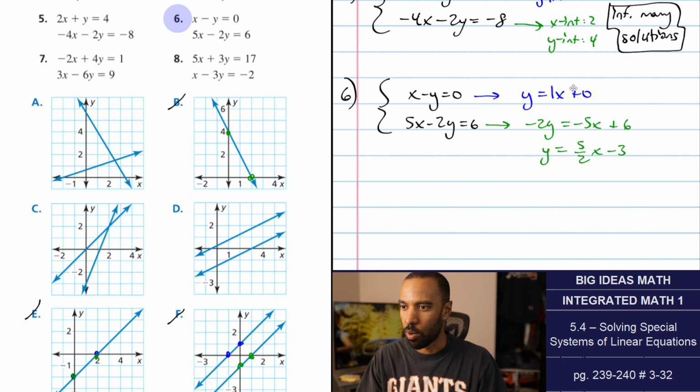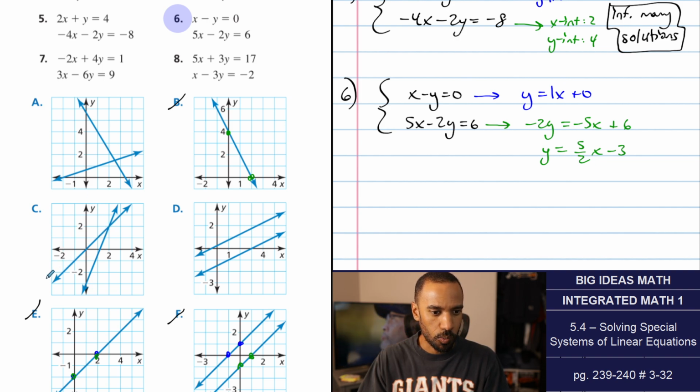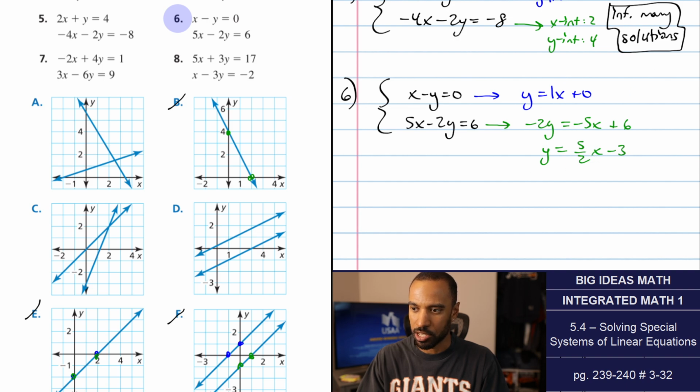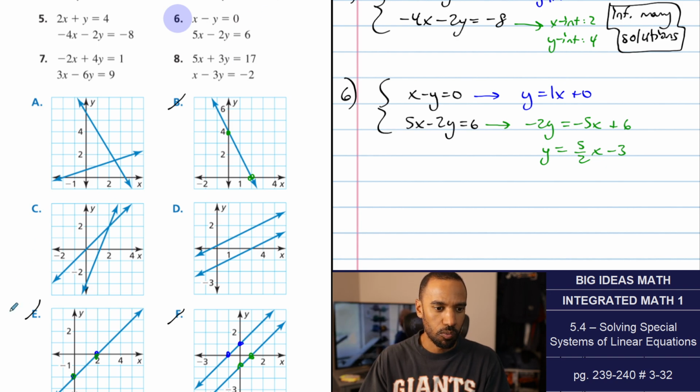Which one has the 1x plus 0? Looks like it's in C, right here. This 1x plus 0 is this guy. And this one must be 5 halves x minus 3, a y-intercept of negative 3, and up 5 over 2. Yes, it looks like that one. Now, there's only one specific solution on it at that point, 2, 2.